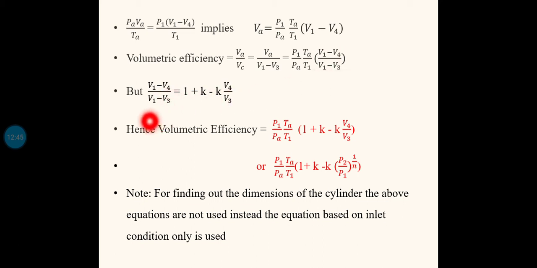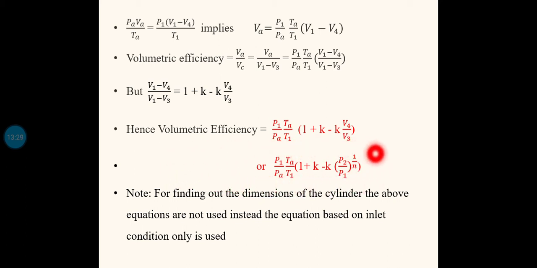Now V1 minus V4 divided by V1 minus V3 is equal to 1 plus K minus K into V4 by V3. This we have already seen in the last slide. Hence the volumetric efficiency becomes P1 by PA into TA by T1, this term is constant, into 1 plus K minus K V4 by V3, substituted instead of V1 minus V4 divided by V1 minus V3. Now we have seen that V4 by V3 is nothing but P2 by P1 all raised to 1 by n. So the volumetric efficiency becomes P1 by PA into TA by T1 into 1 plus K minus K into P2 by P1 all raised to 1 by n. So this is the other expression for the volumetric efficiency in terms of free air conditions.